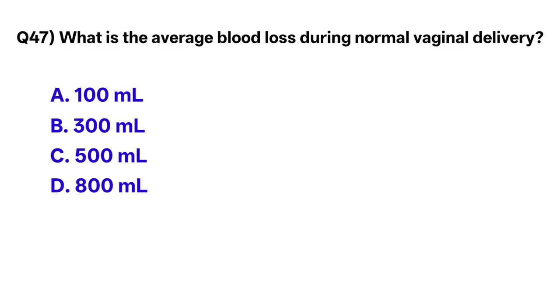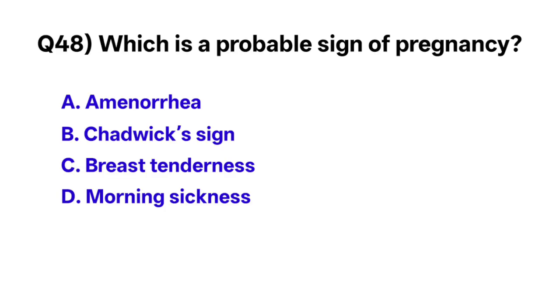Question number 47. What is the average blood loss during normal vaginal delivery? The correct option is C. 500 milliliter. Question number 48. What is a probable sign of pregnancy? The correct option is A. Amenorrhea.